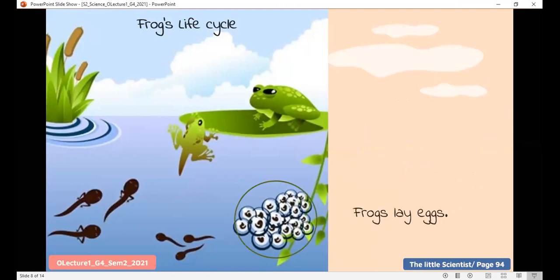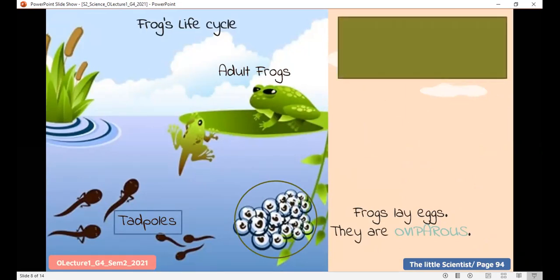Frogs lay eggs. This means that frogs are oviparous animals. Frogs lay eggs in water. Out of these eggs, tadpoles hatch. Tadpoles are baby or young frogs. And then tadpoles grow into adult frogs, into big frogs. Tadpoles live in water only.